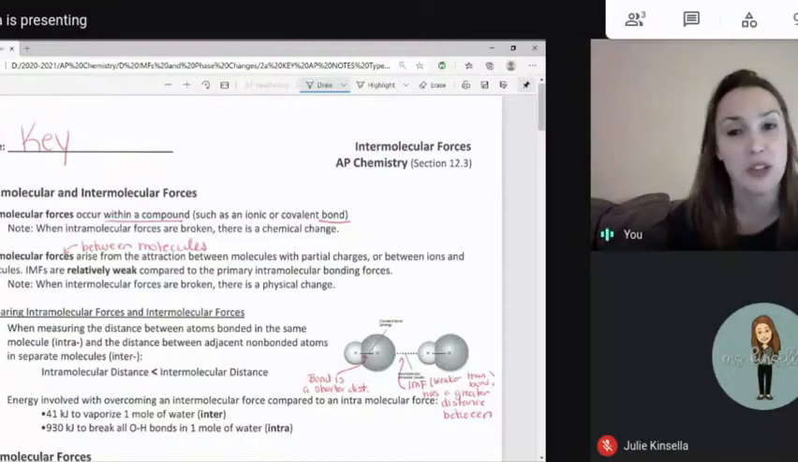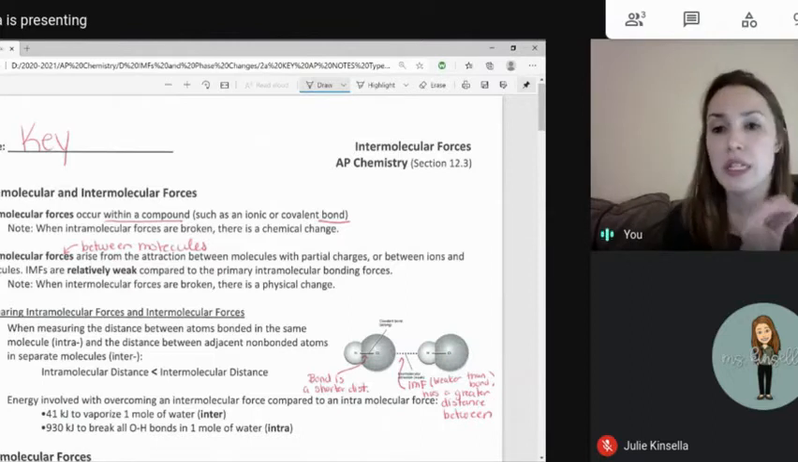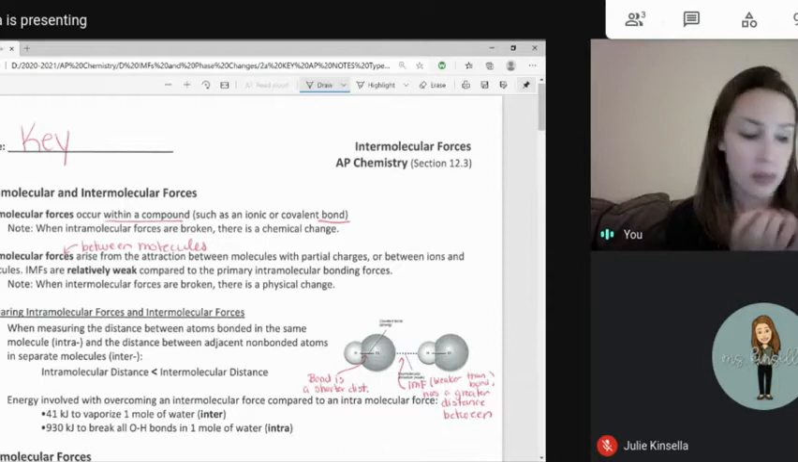On intermolecular forces of attraction today, we're focusing initially on identifying them and understanding what they are and their relative strength to each other.